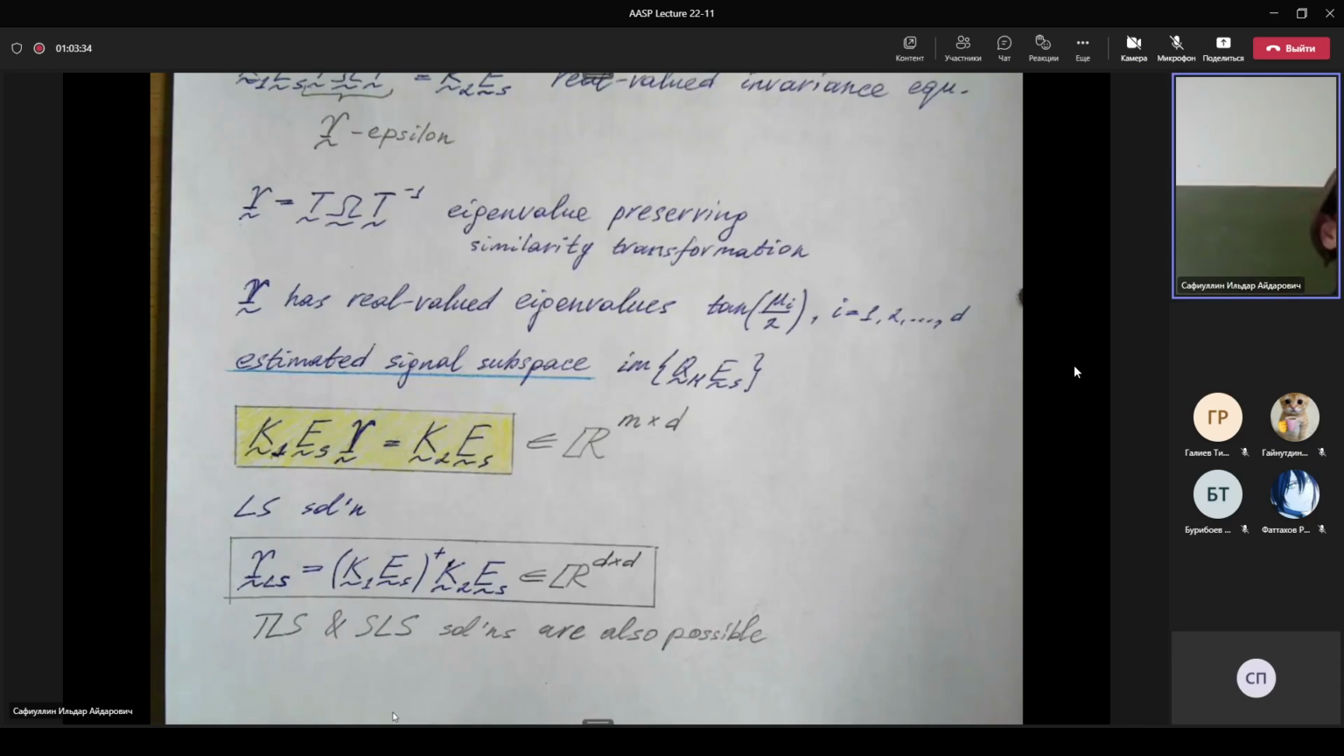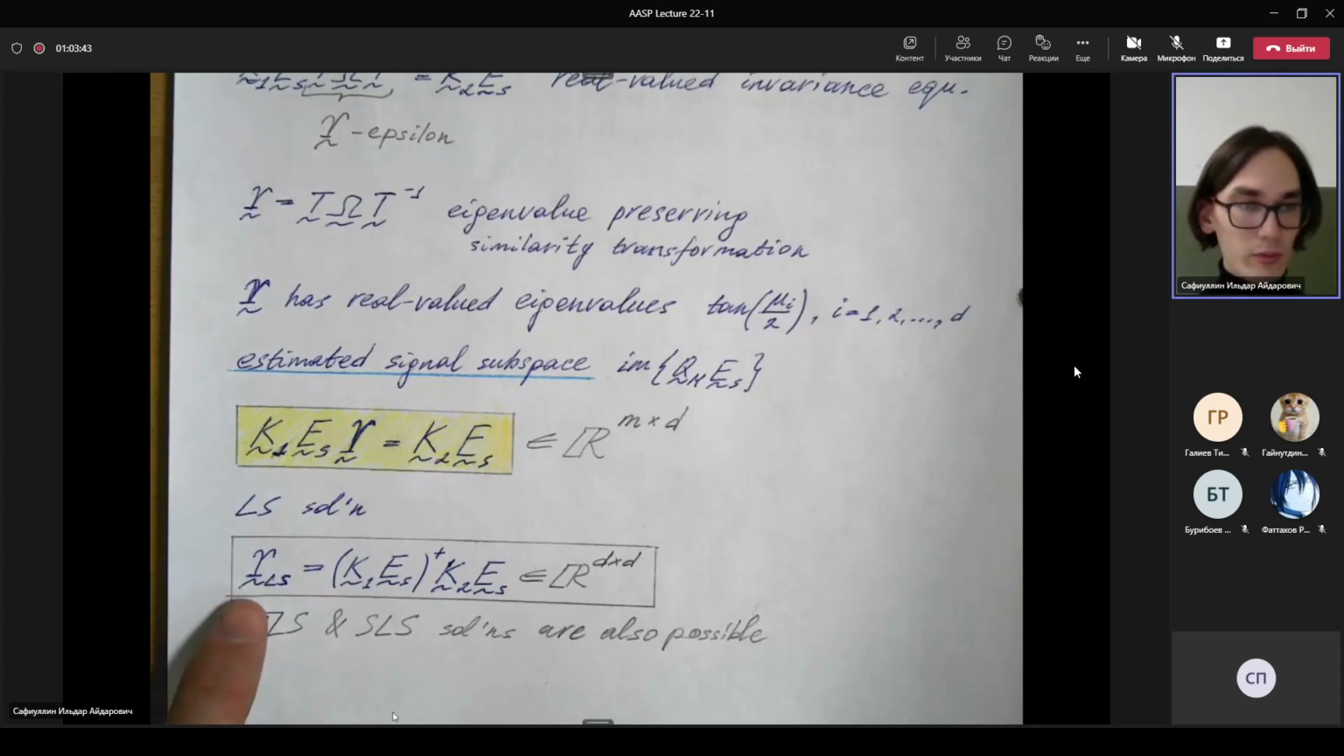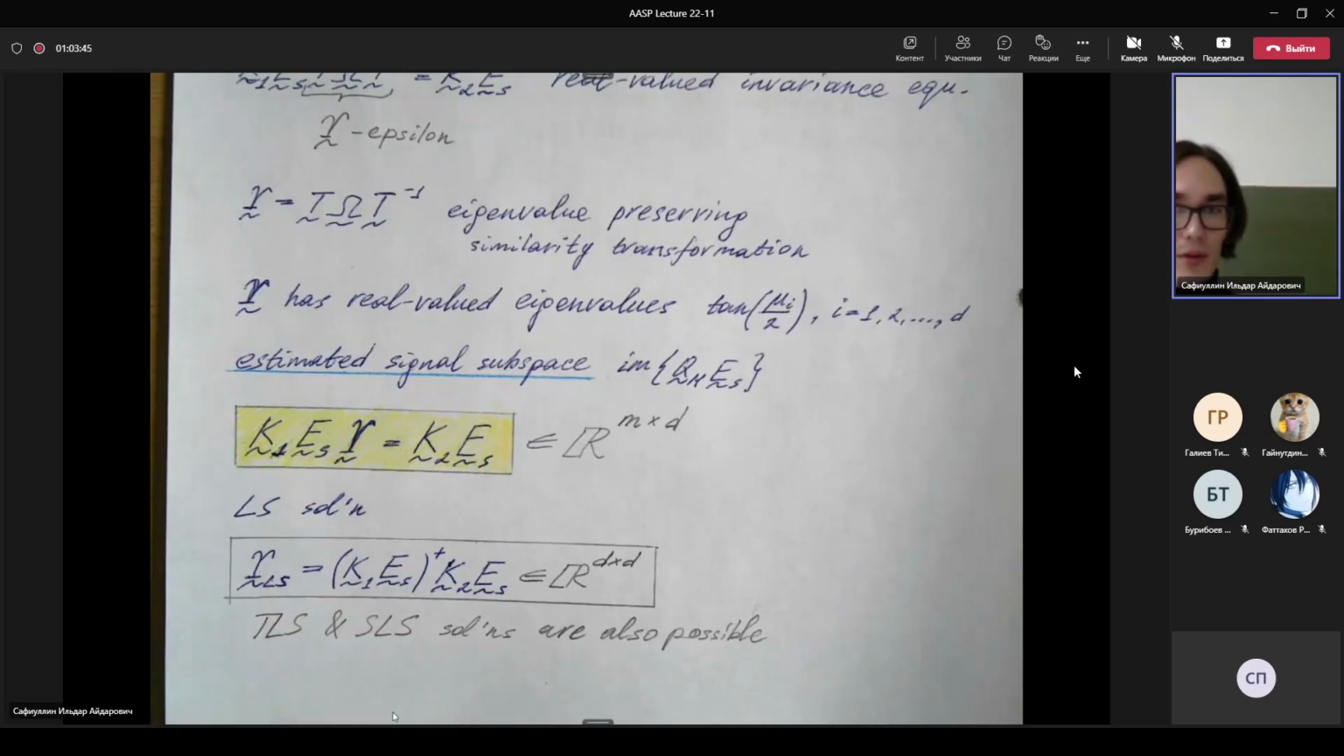And then we need to find the eigenvalues of this eigenvalue preserving similarity transformation. And then we need to calculate arctangent to find the spatial frequencies. And here we introduce a reliability test. I think this test is used for the next thing.